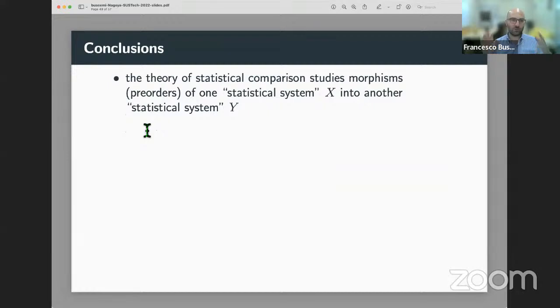Okay, so conclusion. The theory of statistical comparison studies morphisms, which is to say preorders, of one statistical system X to another statistical system Y. What I mean by statistical system is anything that has a statistical meaning, like a statistical model, a noisy channel, a quantum channel, a bipartite state. So depending on your scenario, your resource-theoretic scenario, you have some meaning of this statistical system.